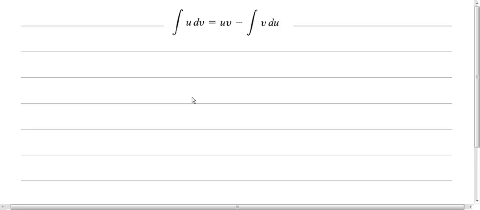Okay, for integration by parts to be of any use to us, we have to have it work for more complex examples than that one. So let's try a new one that's just a bit more complicated.